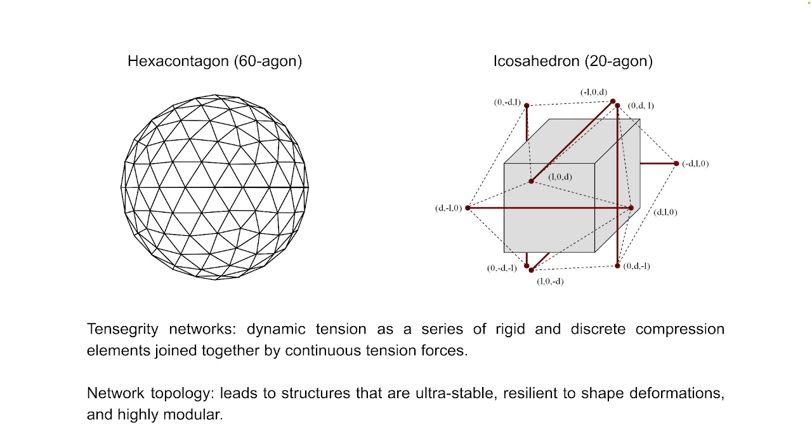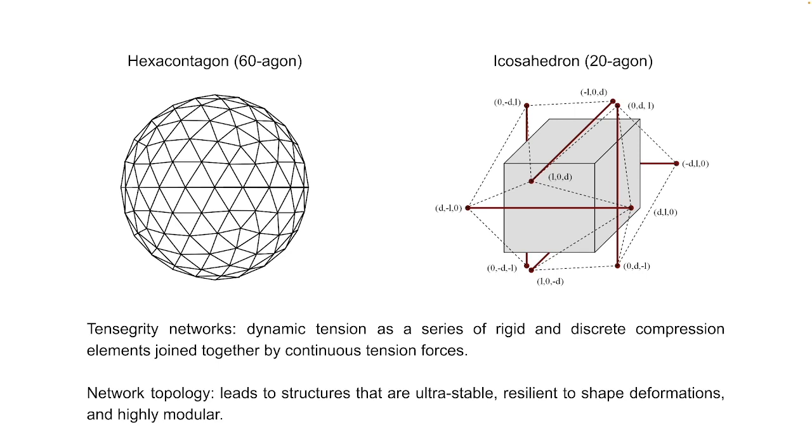So tensegrity networks are defined as dynamic tension introduced as a series of rigid and discrete compression elements joined together by continuous tension forces. So you can see that this network is discrete, but it's also rigid because it's held together through these forces. The discrete components are the nodes, and the rigidity is introduced by the arcs and the forces along those arcs. So the network topology then leads to structures that are ultra-stable, resilient to shape deformations, and highly modular.